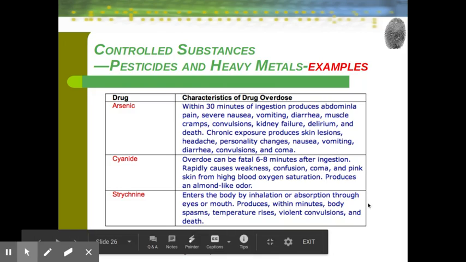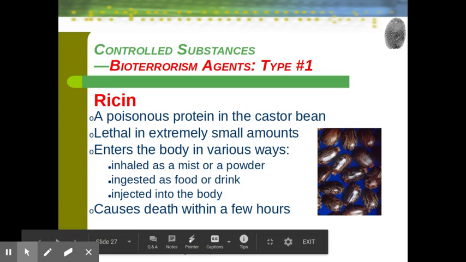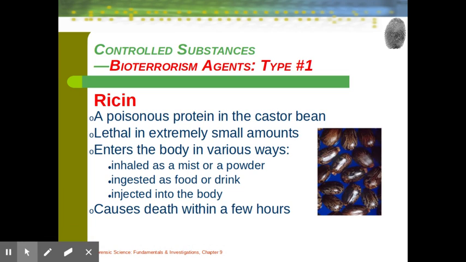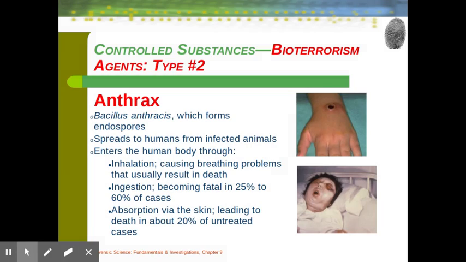And again, let's see, ricin is a poisonous protein that comes from a castor bean. Back around 9/11, there was a lot of talk about ricin and terror cells trying to make this poison because it is lethal in extremely small amounts. So a little bit could kill a lot of people. It enters the body in various ways. You can inhale a powder, ingest it in food, or inject it into someone, and it could be a few hours before somebody dies.